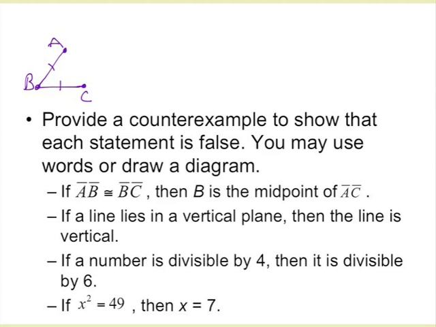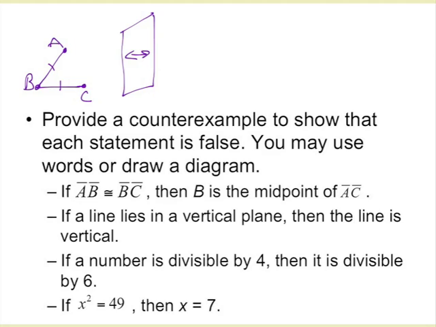All right, the next one. If a line lies in a vertical plane, then the line is vertical. Okay, so remember we thought about a plane being like a sheet of paper. So if I hold a sheet of paper straight up and down, that'd be like a vertical plane. If I draw a line on that paper, does it have to be vertical? No, right? So I can have my plane be vertical, but my line could be at any angle. I don't have to draw the line straight up and down just because the paper's straight up and down. So that'd be for the second one.